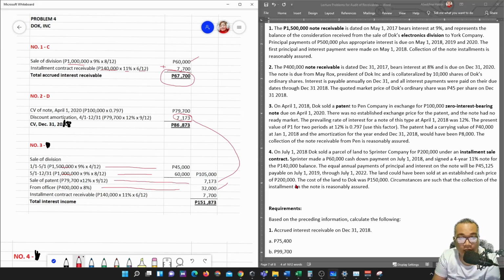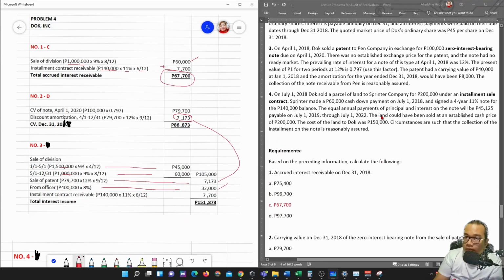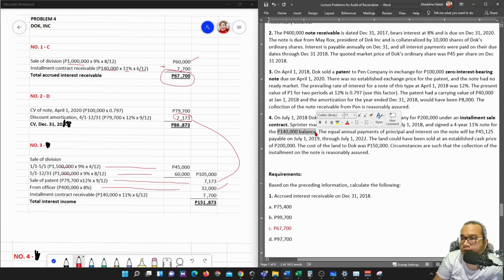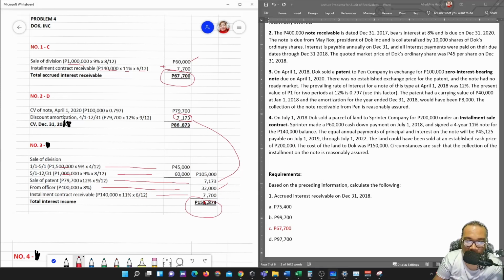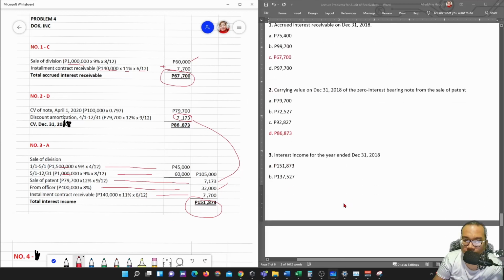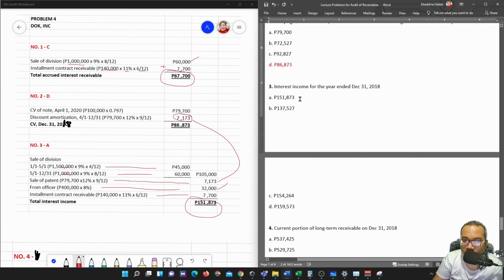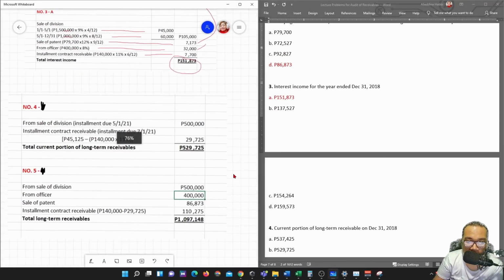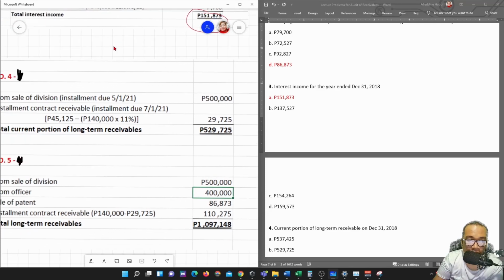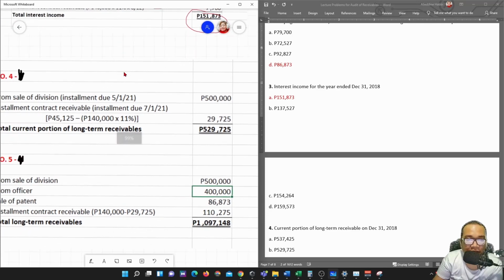And yung next is yung interest, installment contract receivable. 140,000 balance, 11%. Since the middle of the year, July 1, so 6 months, 6/12. So, madali lang. No sweat dito. No sweat talaga yan. Kaya kung ako sa inyo, baka yung iba sa inyo nag-stop na mag-watch kasi no sweat na lang to, kasi ito yung last problem eh. So, binge watching na lang yan.